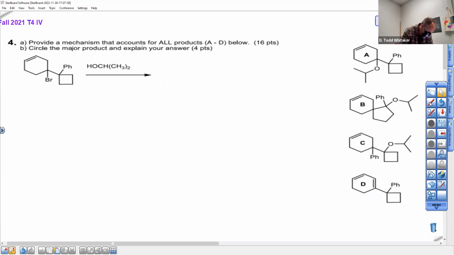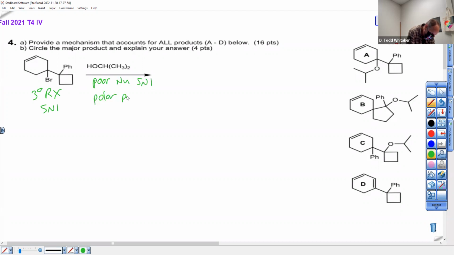This here is a tertiary RX. You better be thinking SN1. Poor nucleophile, you really better be thinking SN1. Polar protic solvent, everything says SN1. So SN1 with E1 minor.